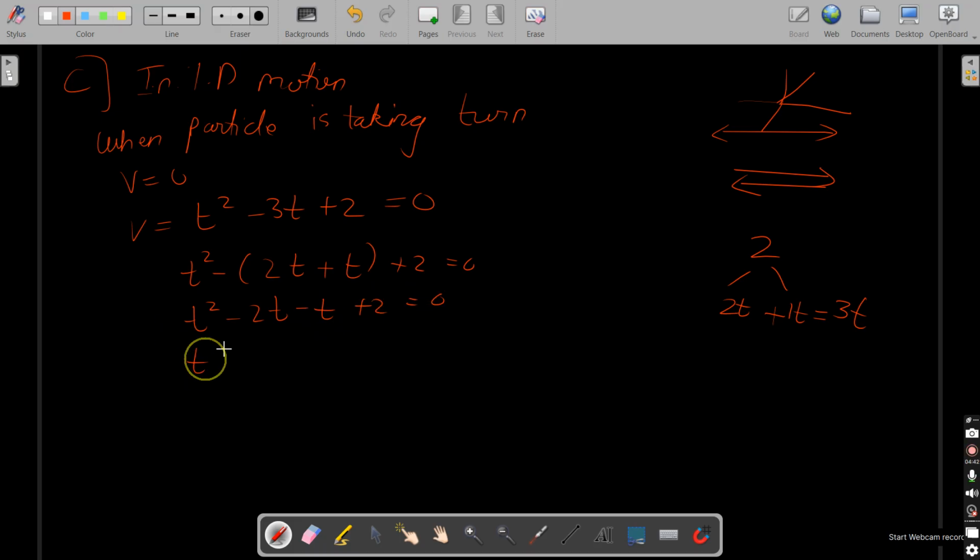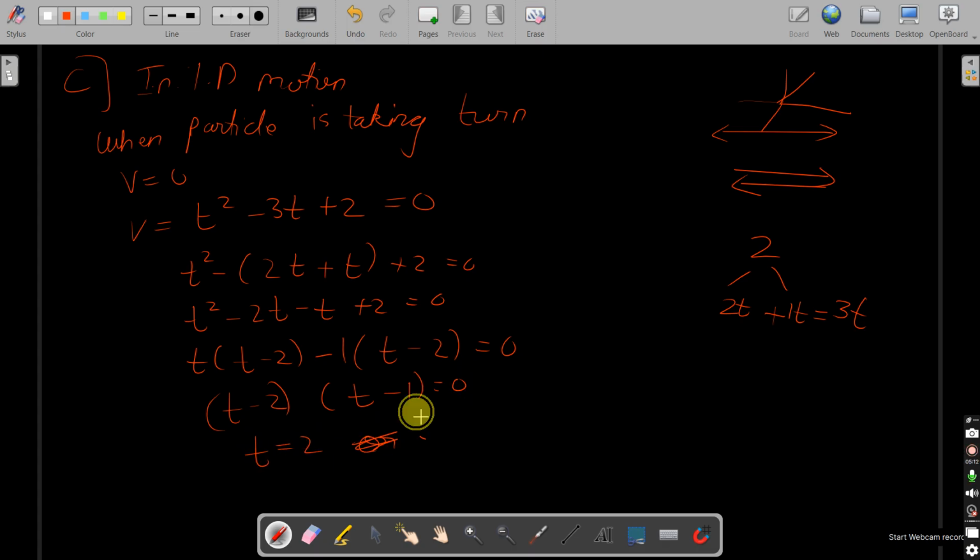So t comes out common, t minus 2, and here minus 1 comes out. So this becomes t minus 2 into t minus 1 is equal to 0. So t comes out to be 2 and t is equal to 1. So at t is equal to 1 second and at t is equal to 2, this particle is taking turn.